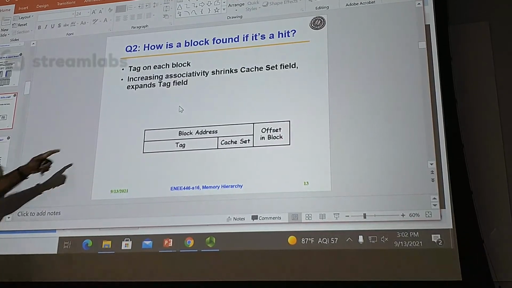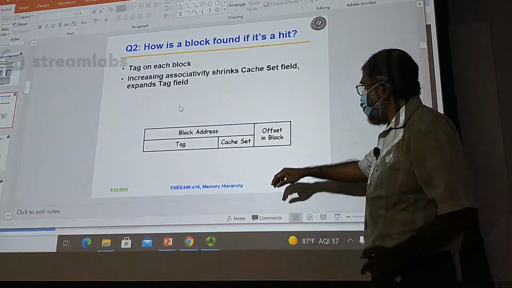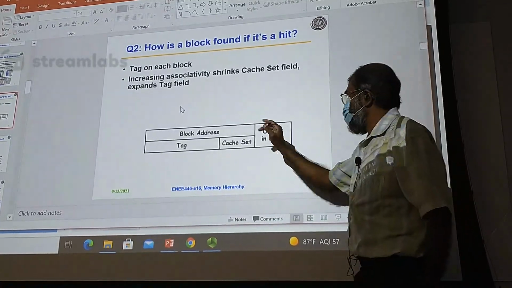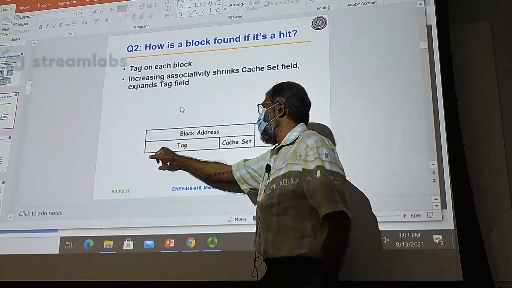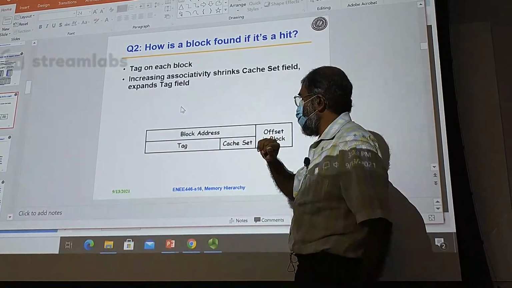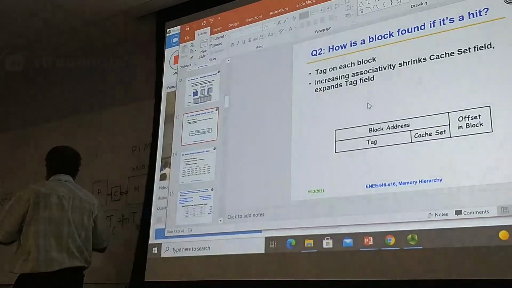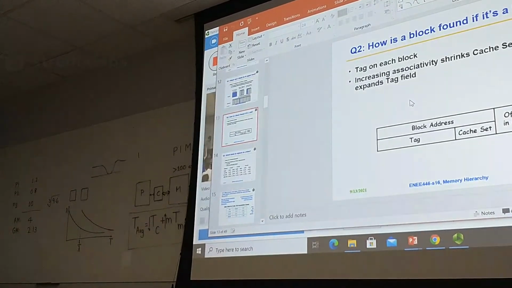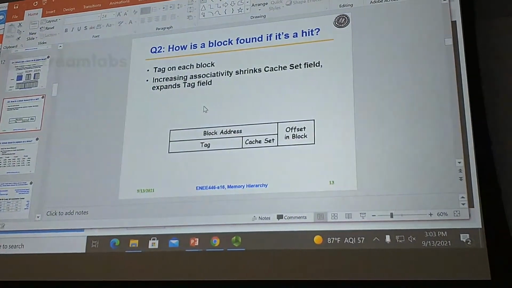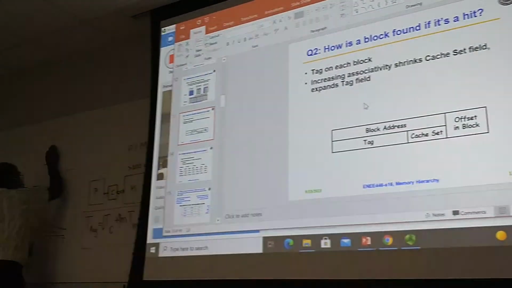So this is the full address, 32-bit or whatever, and these bits we don't need to worry about. This is giving the block number. Are you saying that entire thing is just an entire address, and you're splitting it up? Yeah, the entire address. That's what I was saying.